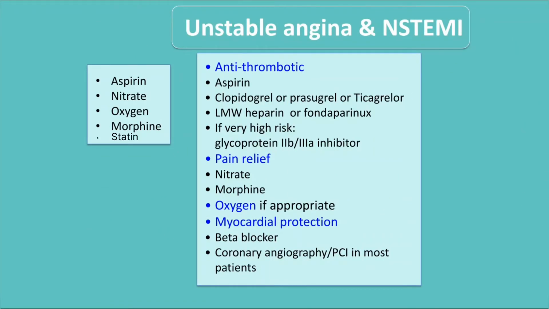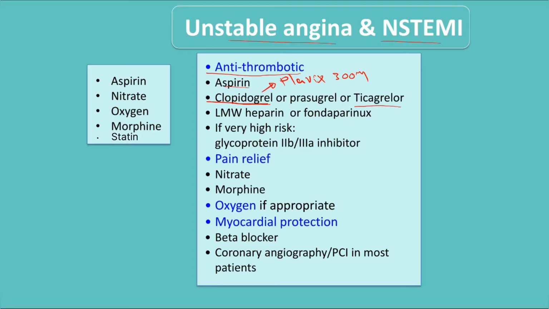So as an antithrombotic, we have given aspirin, but if the patient is having unstable angina or non-STEMI or even STEMI, you also have to add another antiplatelet, which is clopidogrel. Clopidogrel, also called Plavix. You have to give a dose of 300 milligram.